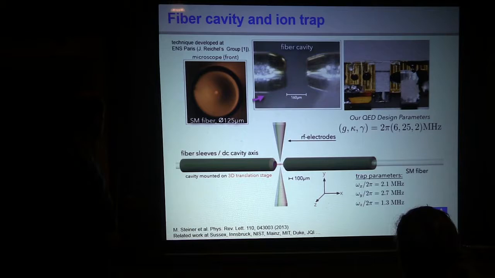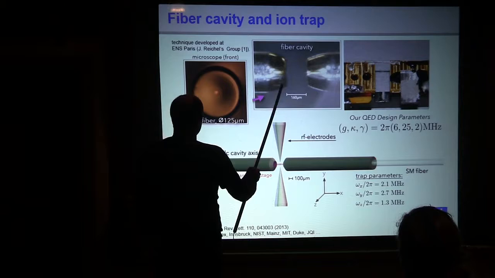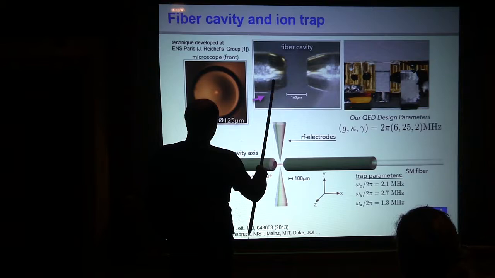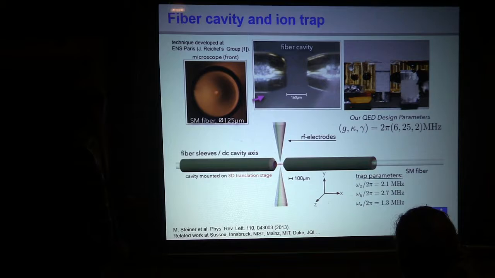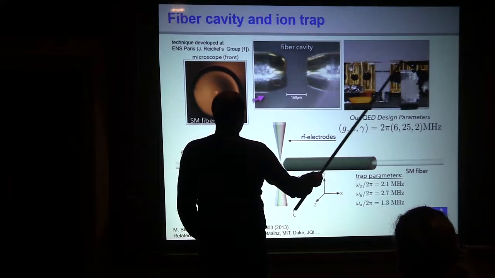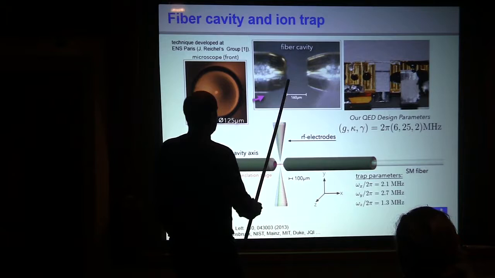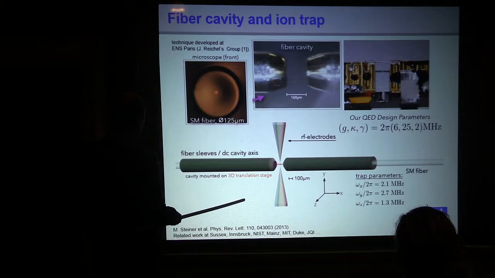Then you take two of these fibers, you put them into metallic sleeves, stainless steel sleeves for grounding and for shielding, and put them face to face with a length of, in this case, 160 microns, and you can form cavities which are extremely short, extremely small, but still have a high finesse. So in reality, in the real experiment, this looks approximately like this. Here are the two fibers, and this small gap that you see here, that is this 160 microns.